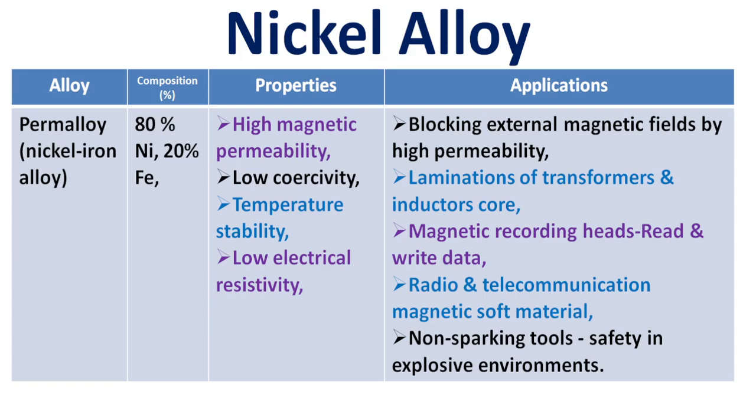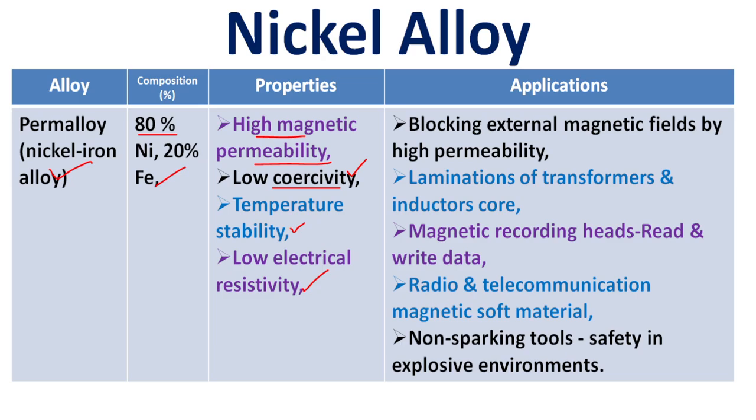Next one is Permalloy. Permalloy is a nickel iron alloy, 80% nickel and 20% iron. It has high magnetic permeability, low coercivity, temperature stability, and low electrical resistivity. Low coercivity means the material is easily magnetized and demagnetized. It is mainly used for telecommunication applications.